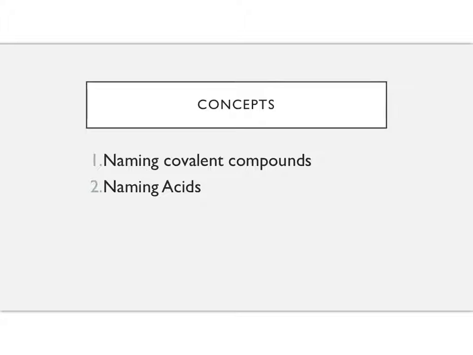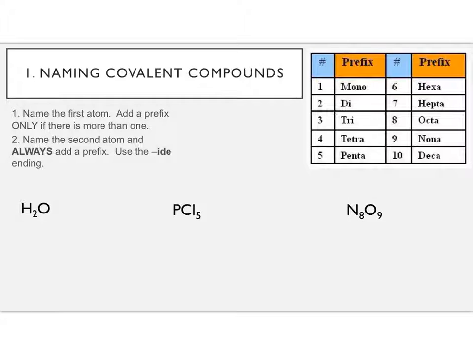This video is to review 5.5 material. In 5.5, we talked about how to name covalent compounds and then also how to name our acids. Every time you want to name a covalent compound, you want to make sure you're using your prefixes. This prefix chart will not be given to you on the test, so you do want to memorize the prefixes.